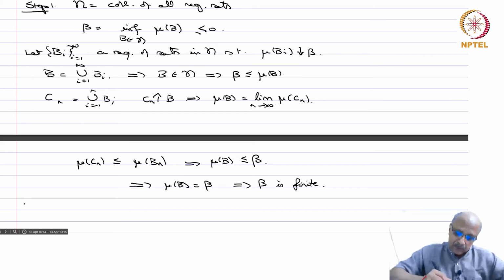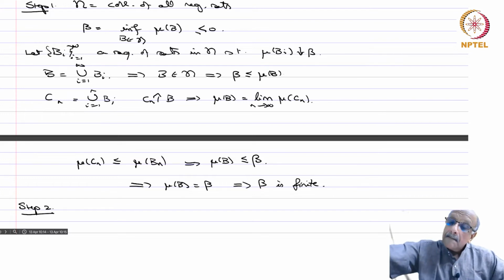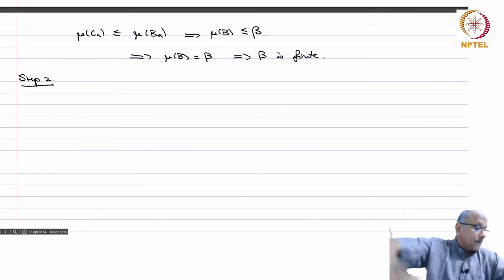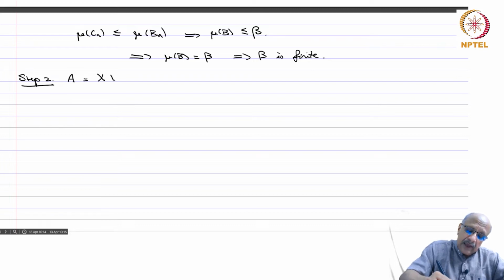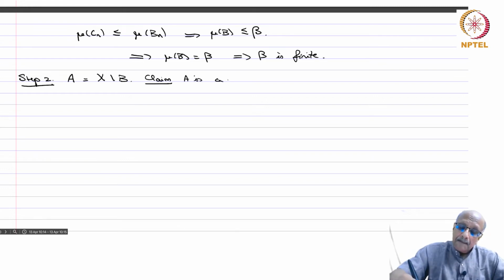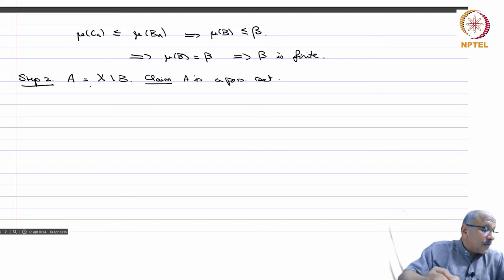Okay, so step 2. We have got a set of negative measure with the lowest possible value of that measure. So we expect that to be the set which we want, and so we take its complement, A equals X minus B. Claim: A is a positive set. Then our theorem is proved.